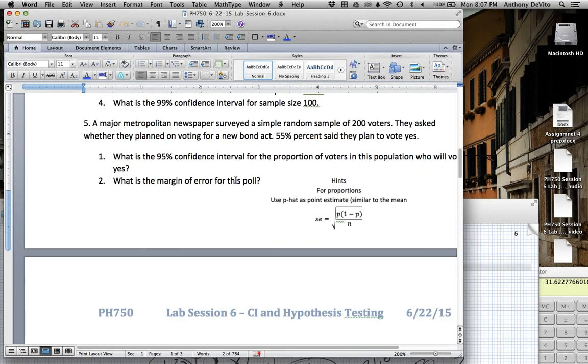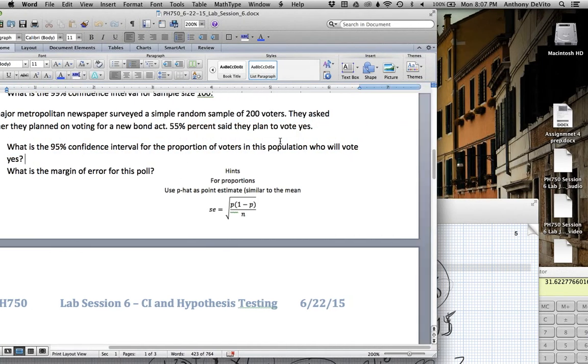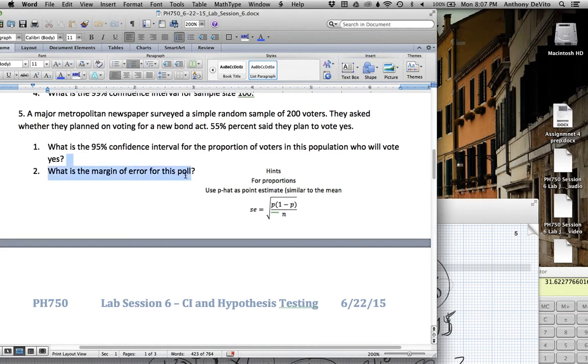Okay, so a major metropolitan newspaper did a simple random sample of 200 voters. They asked them whether they planned on voting for a new bond act. 55% said they planned to vote yes. What's the 95% confidence interval for the proportion of voters in this population who will vote yes? What's the margin of error for this poll? This is getting interesting because they really use the term margin of error in polling, don't they?